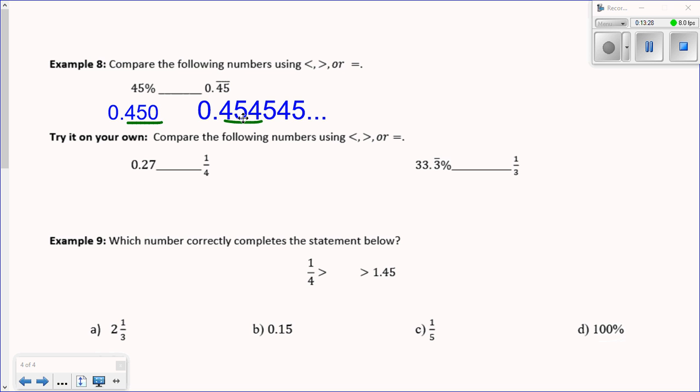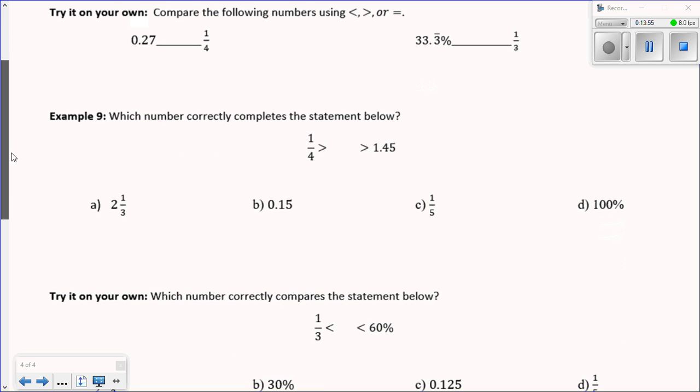So I can compare that third digit here. 0 and 4 means this one is bigger, so I'm going to use the less than symbol, so it looks like the alligator is going after the bigger number. So this means that 45% is less than 0.45 repeating. Okay, you are going to try this one on your own. You can pause the video or come back to it. It's up to you.